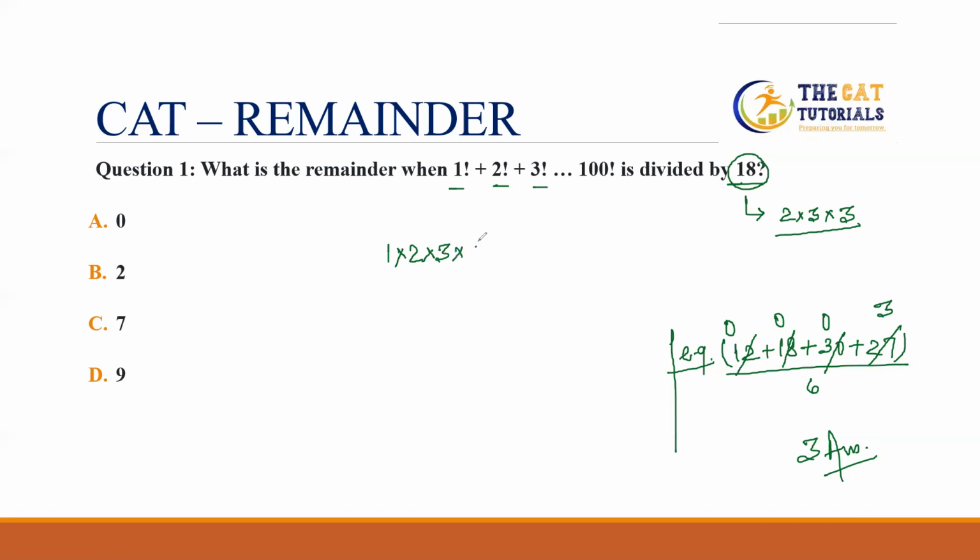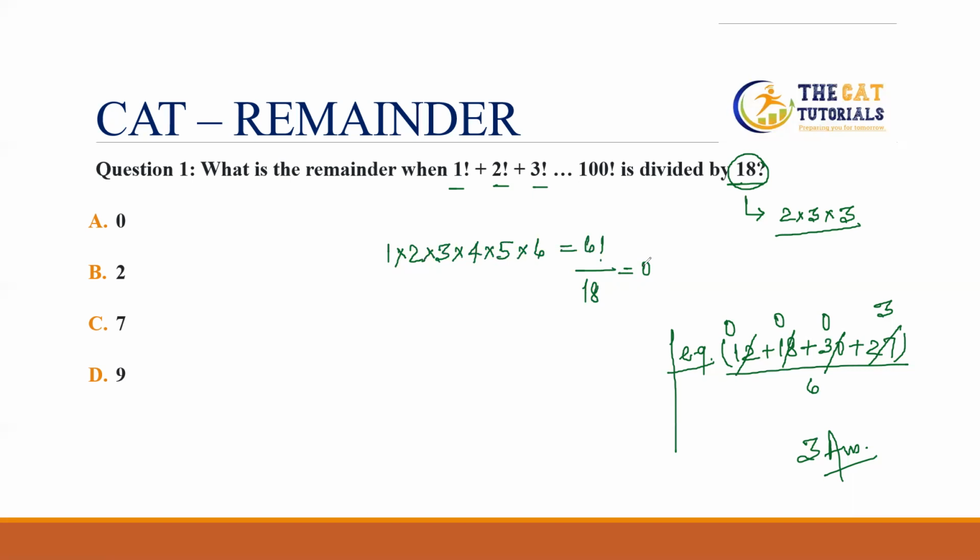4 factorial is this one multiplied by 4. Similarly, 5 factorial is this one multiplied by 5. But when we multiply it by 6, then in 6 factorial, we have a multiple of 18. So if 6 factorial is a multiple of 18, then when we divide 6 factorial by 18, it will give you 0 as a remainder. So students, you have to use this point in solving the questions.